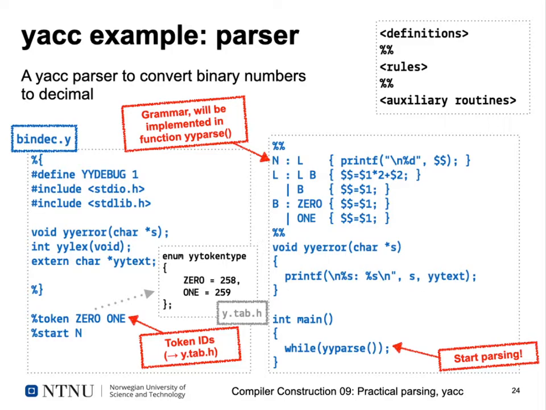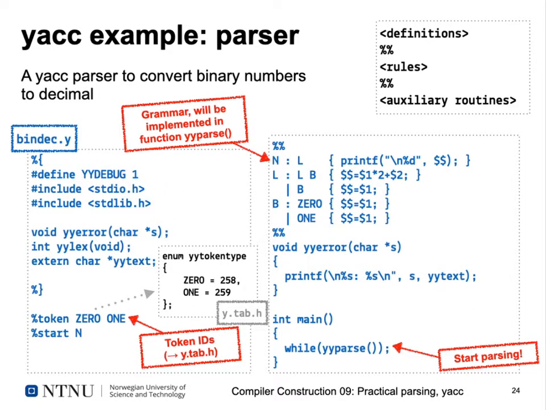Okay, let's look at a practical example for a yacc parser here. So this is an example that actually does something at least remotely useful. This is a yacc parser that converts binary numbers to decimal. So we start with a file, we call it bindec.y, and we start by including literal lines of C code. First we define a preprocessor symbol YYDEBUG with the value 1. This tells our yacc generated code that it should output better debug information. And then we include some standard headers here, for example, for using printf.